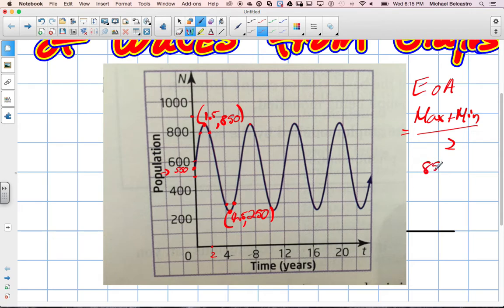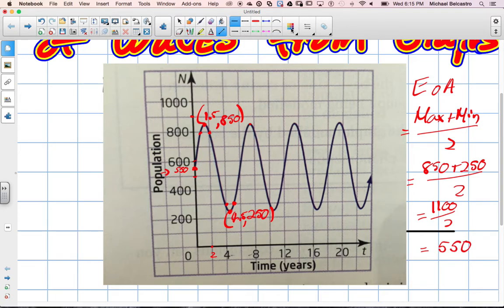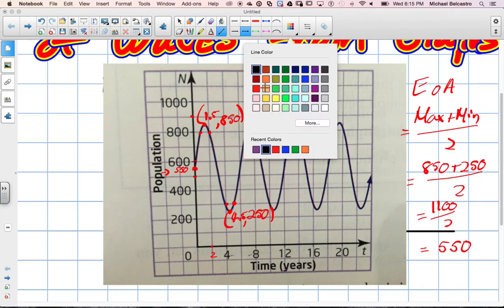So we're looking at 850 plus 250 divided by 2. So this is looking to be 1,100 divided by 2. So I think it's 550, which is exactly where this started. So that hopefully makes things a little easier. It looks like our equation of the axis is going to be at 550.